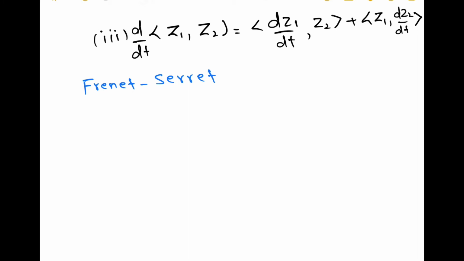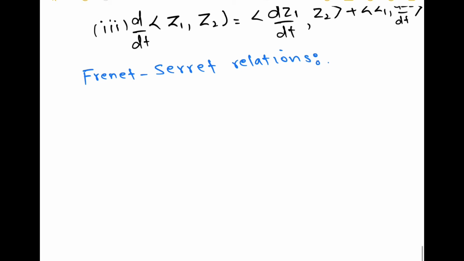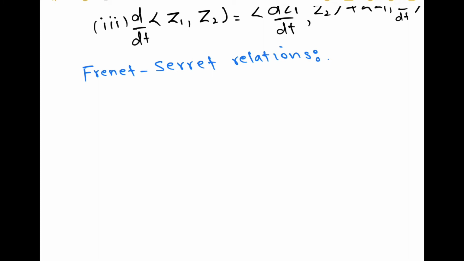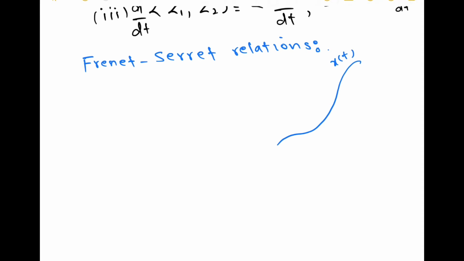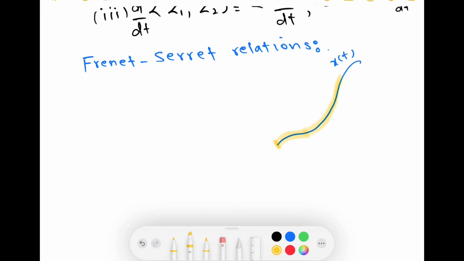Frenet-Serret relations. Okay, so let me say we have some curve and we parameterize it with t, so this will become x of t. Now I can also parameterize this curve with the length of the arc, because you can see that this arc has some length at each point. Let me say initially at this point the length is 0, and here it is 1, here it is 2, here it is 3, here it is 4, here it is 5, and so on.